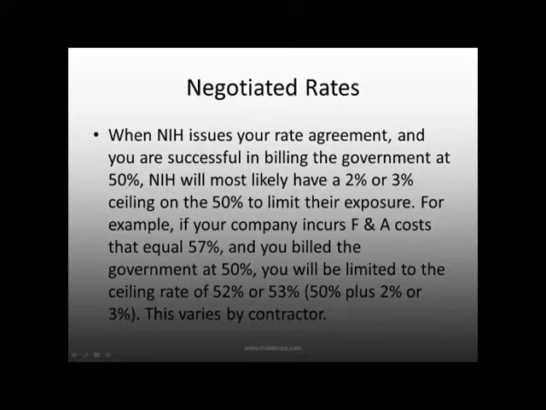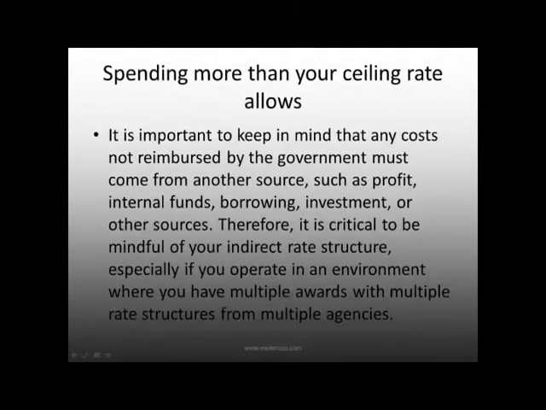For example, if your company incurs FNA costs that equal 57% and you bill the government at 50%, you will be limited to the ceiling rate of 52 or 53%. This varies by contractor. This is why it is wise to understand your company's projected cost structure prior to requesting rates. NIH is just one example.